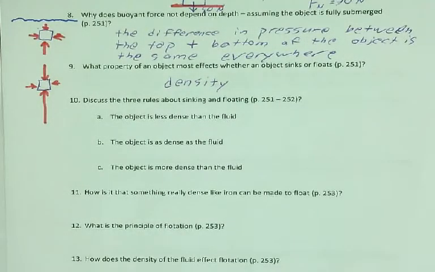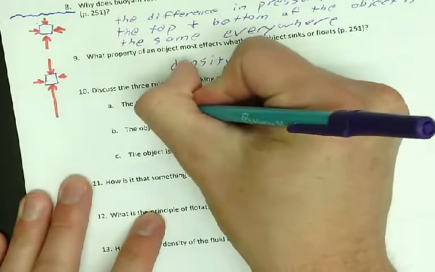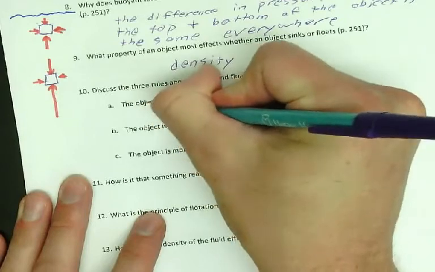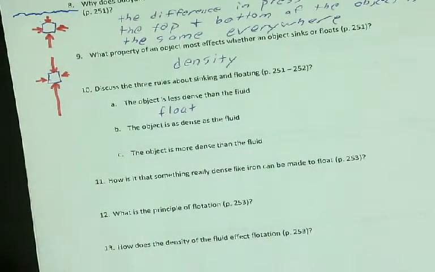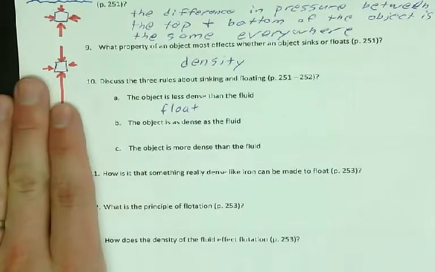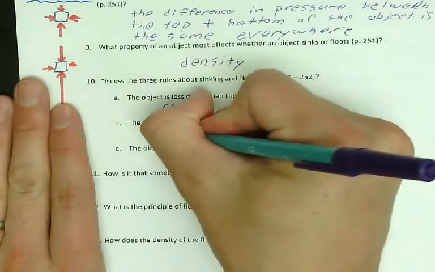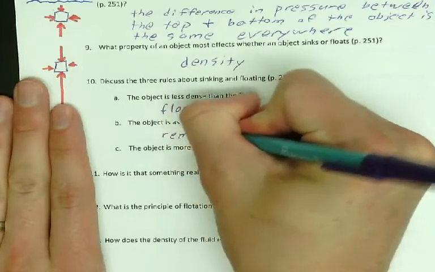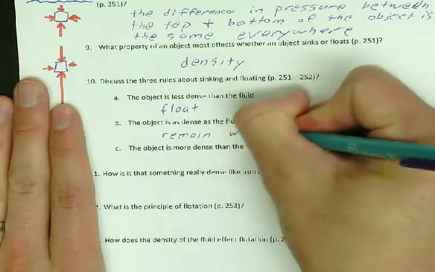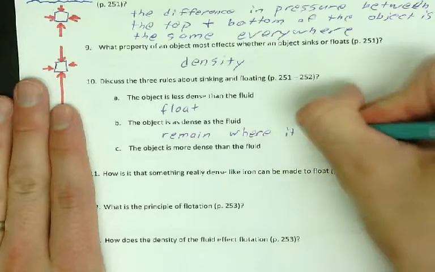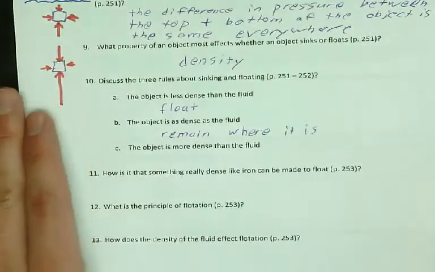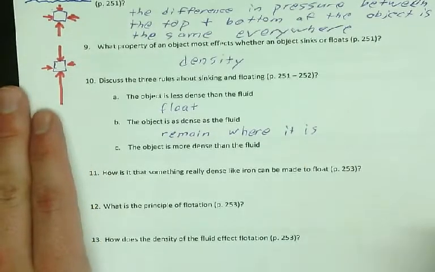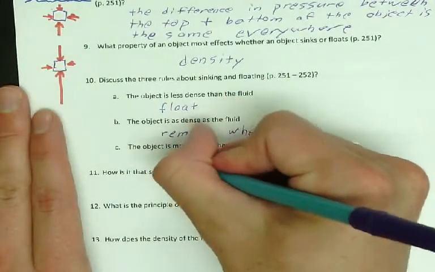Okay, discuss the 3 rules about sinking and floating. So if the object is less dense than the fluid, the object will float. If the object is as dense as the fluid, it will remain where it is. And if the object is more dense than the fluid, it'll sink.